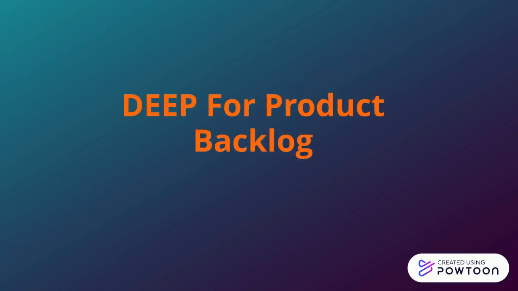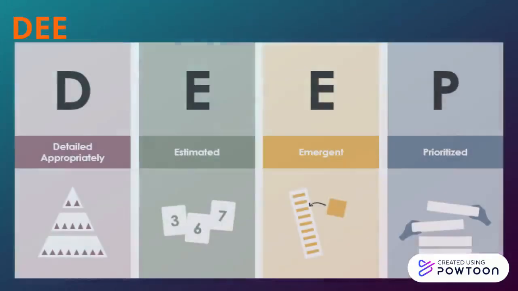Hi all, today in this video I am going to discuss a concept called DEEP, which is very essential for the product backlog. So DEEP essentially means detailed appropriately, estimated, emergent, prioritized. We want the Scrum Master, product owner and the developers to understand this better so that the product backlog is more effective.